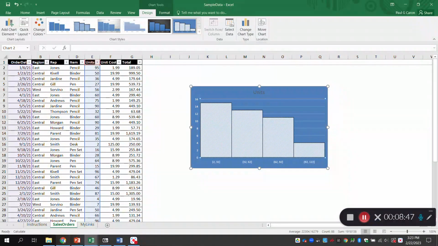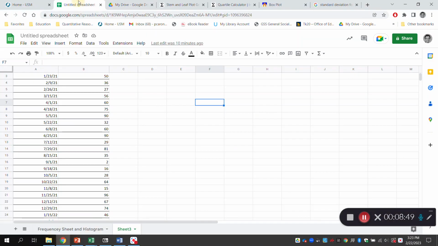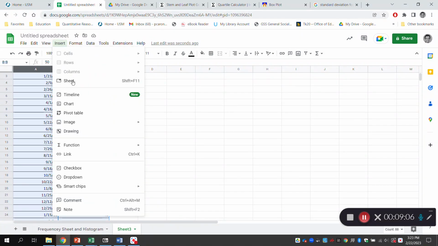Now I'm going to go to the Google Sheet and look at these two particular charts. So I'm going to highlight, hold down the control button, or you can just spread your cursor over both columns. Insert a chart.